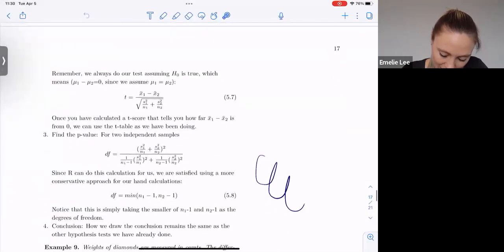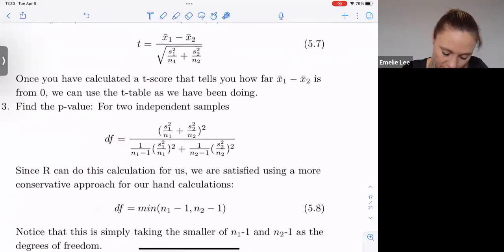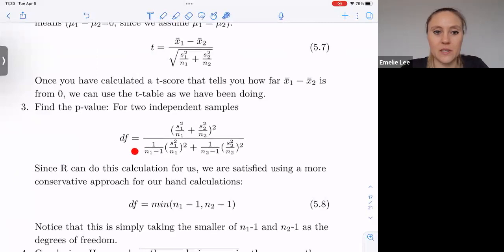I do want to say that technically, and if we go to those notes that I posted, the degrees of freedom is this. I don't want to do that, and you don't have to. So what we do is we take this more conservative approach, and this is the calculation that R would do, or if you're using Excel, it would use these degrees of freedom because it can. But we're not going to, that's crazy.